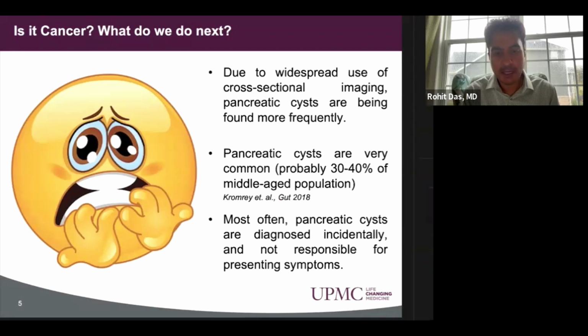In the right population, in the middle-aged population, pretty large prospective studies have shown that pancreatic cysts are very common, and in the right cohort can be found in up to 30–40% of people. And as in this case, most often pancreatic cysts are diagnosed incidentally, meaning that they're there, but they have nothing to do with the initial symptoms that the patients presented with and precipitated cross-sectional imaging.